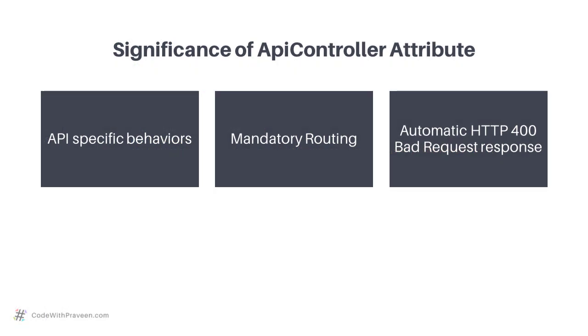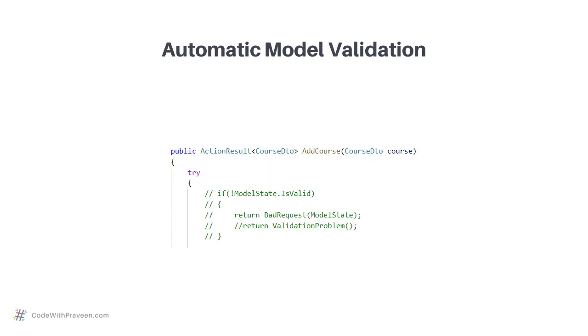Thirdly, the API controller attribute enables automatic HTTP 400 bad request response for relevant scenarios. The runtime makes model validation errors automatically trigger an HTTP 400 response whenever the data sent in the request is not correct. Hence, you need not check the state of the model before its usage. For example, this code snippet shows the model state usage commented out, as this is not required once you have applied the API controller attribute to its class. It makes your life a bit easier.